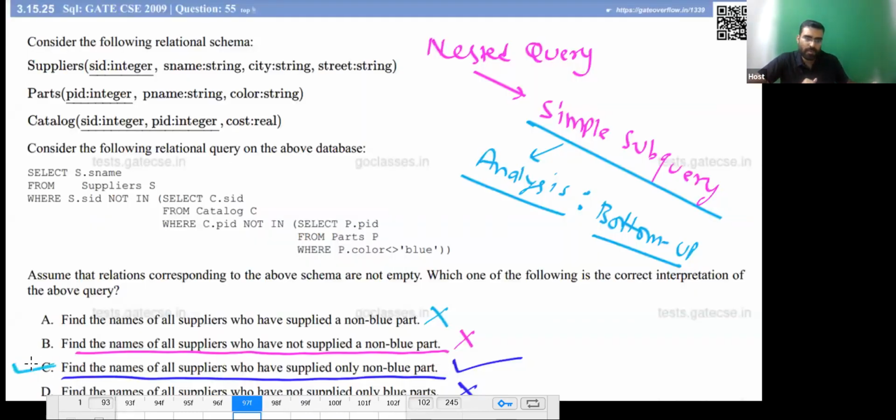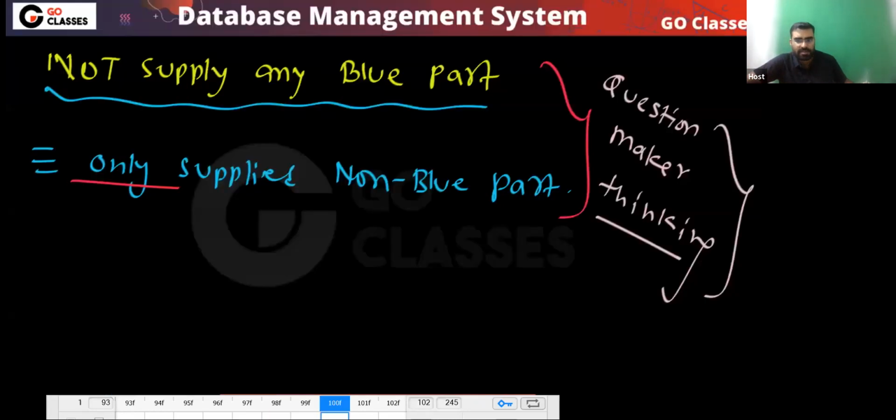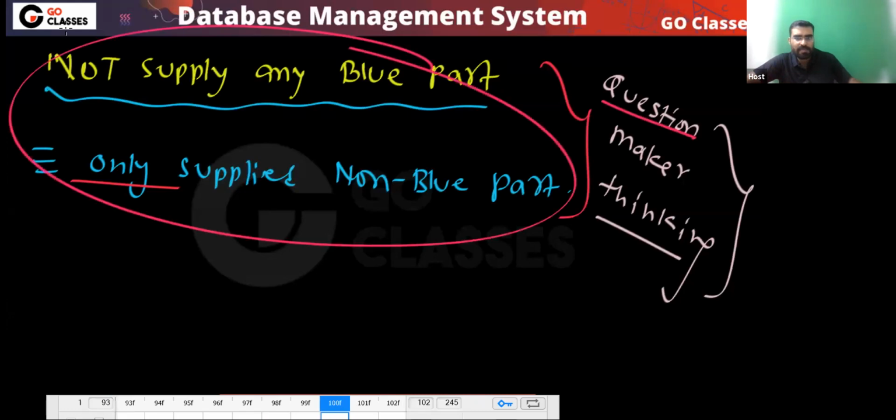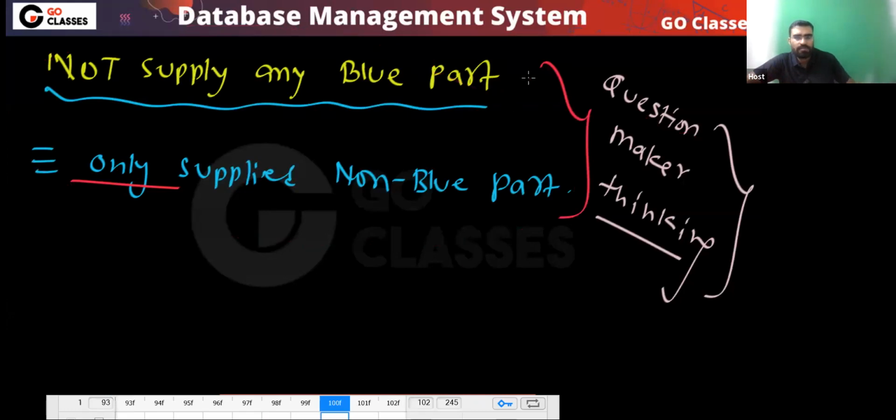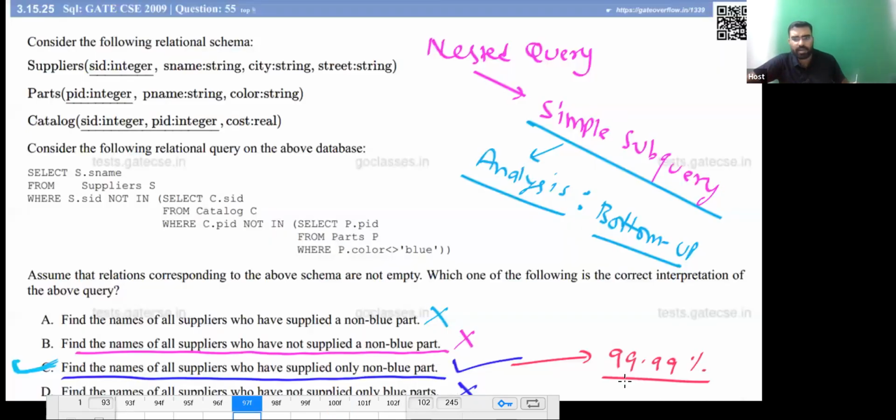Okay, so the answer will be option C. This is the best possible choice. I would say 99.99%, because not only the question maker, but many people will think like this. Yes or no? So I can say almost 99.99% this is the correct option.